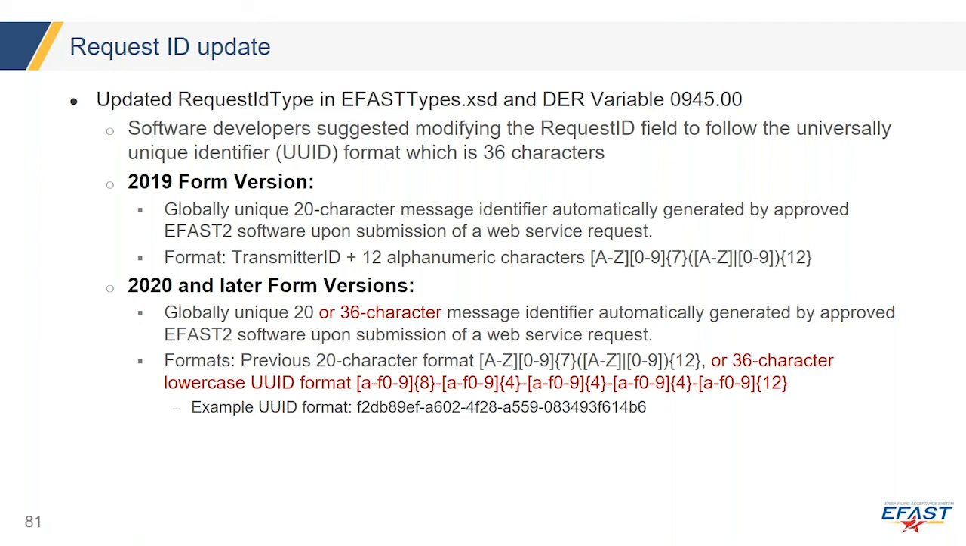So in the 2019 form version, it's still required to be a globally unique 20 character message identifier, which is generally the transmitter ID plus 12 alphanumeric characters. You can see the regex pattern for that there.